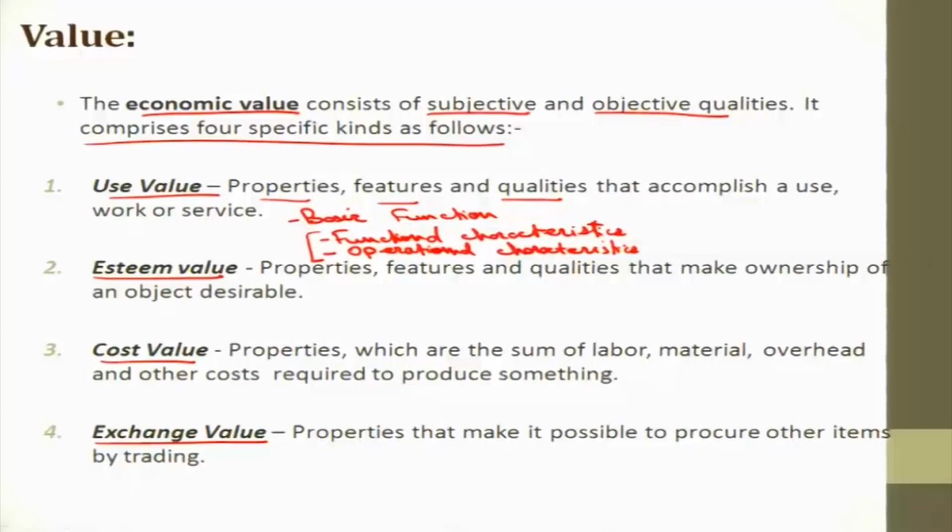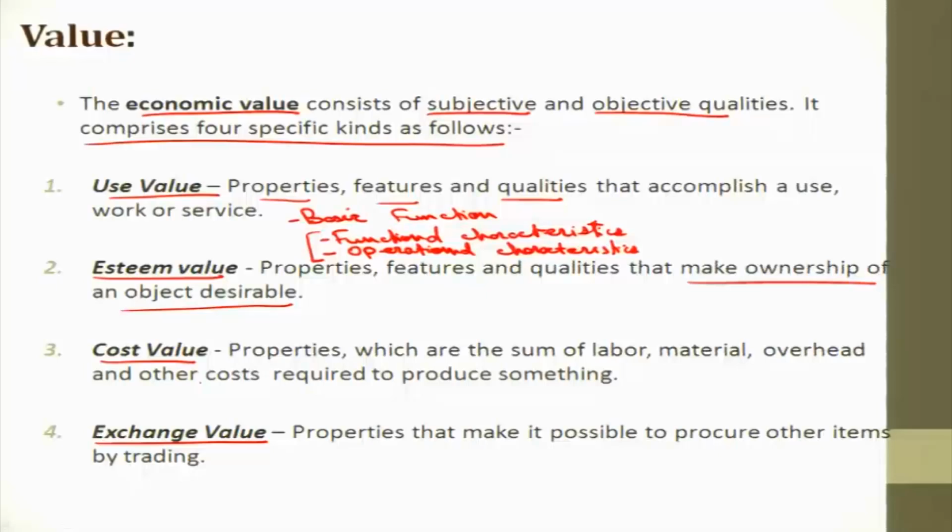Next is esteem value. These are the properties, features and qualities that make ownership of the product desirable. So this is kind of the additional premium price which a product can attract because of its intrinsic attractiveness to the purchaser or customers.